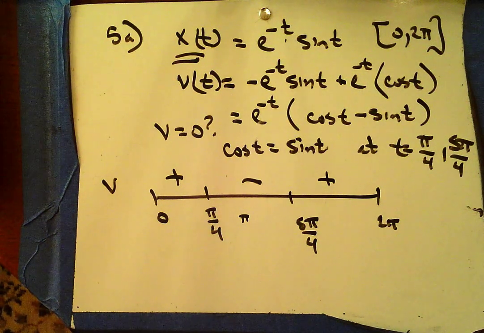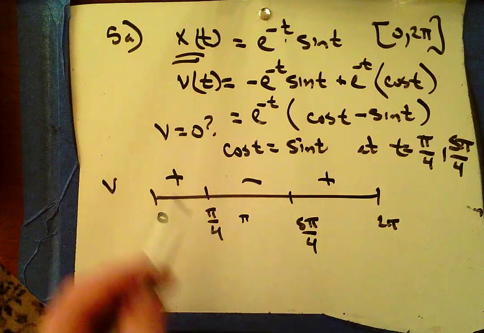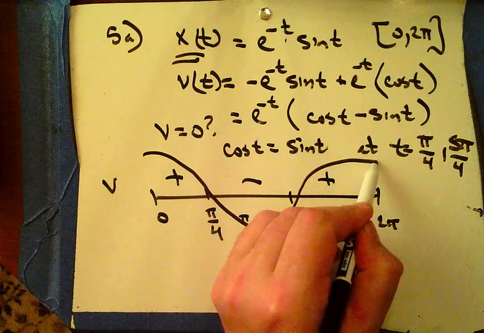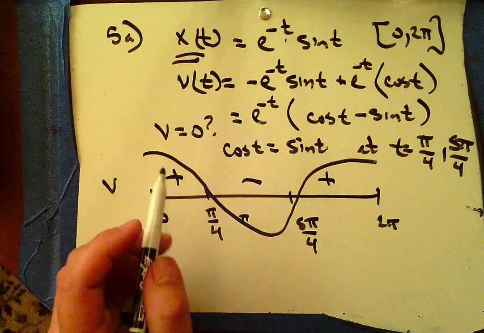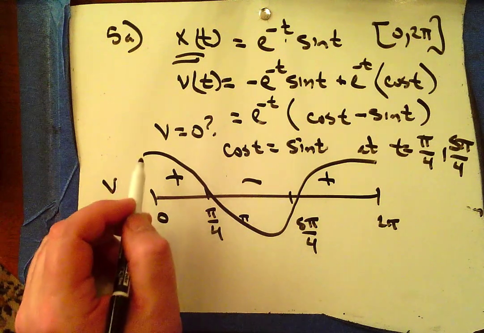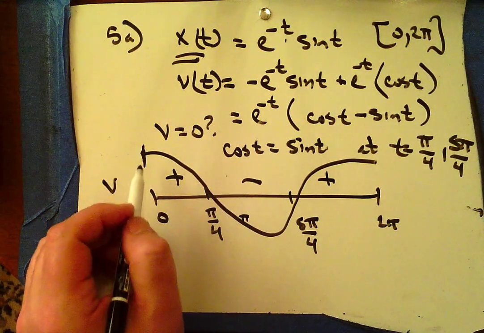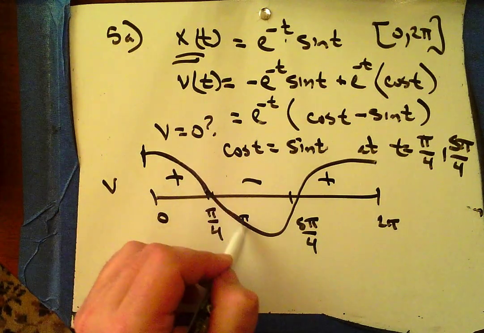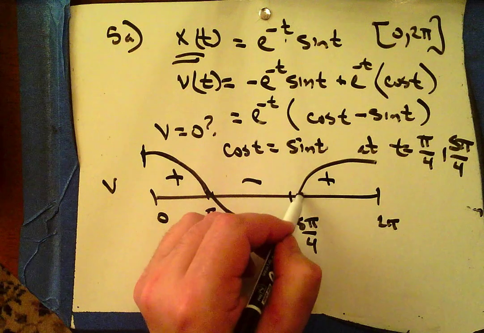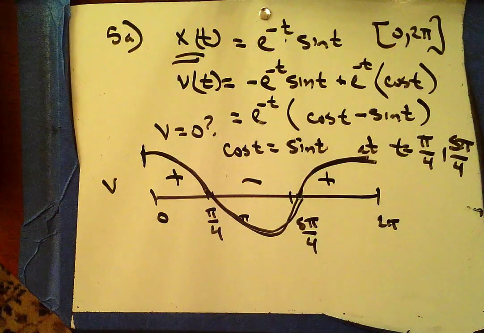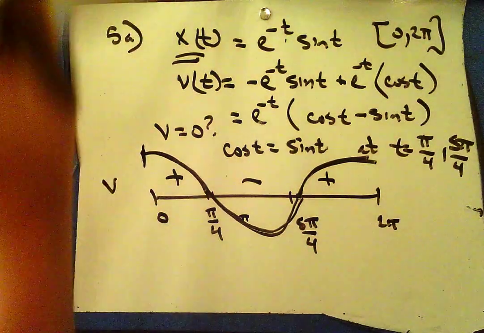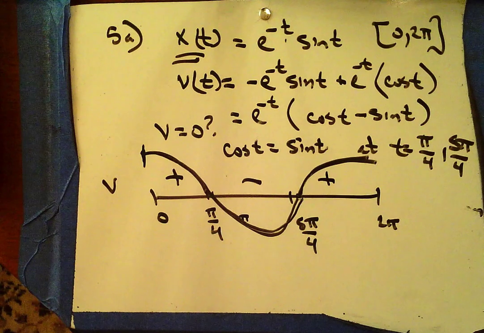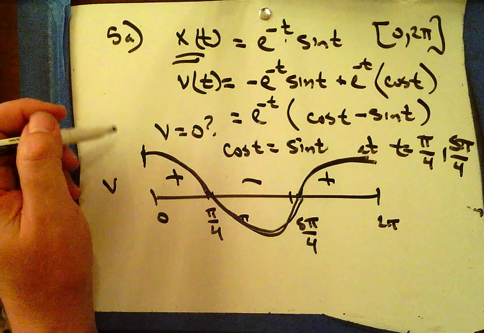And my question was, when is this object furthest to the left? Okay, so I've got a velocity function like this, and I don't know what it looks like. So I start at some point, and I travel to the right. I stop, I travel to the left. I stop, I travel to the right.